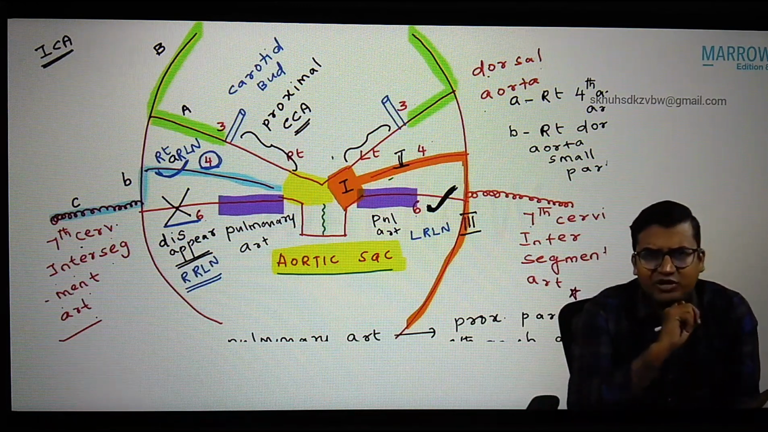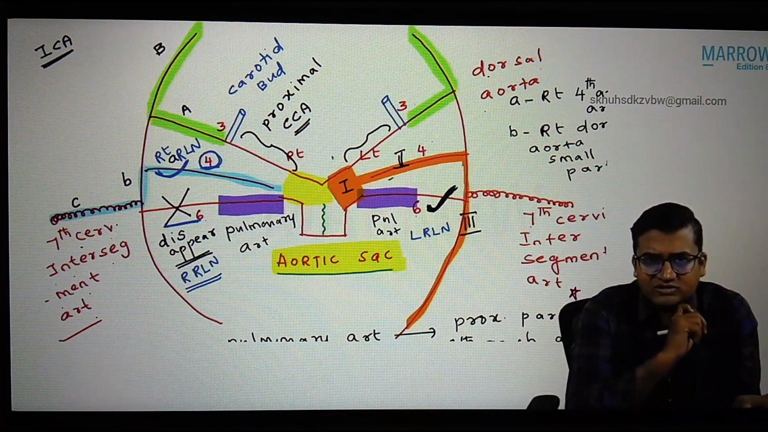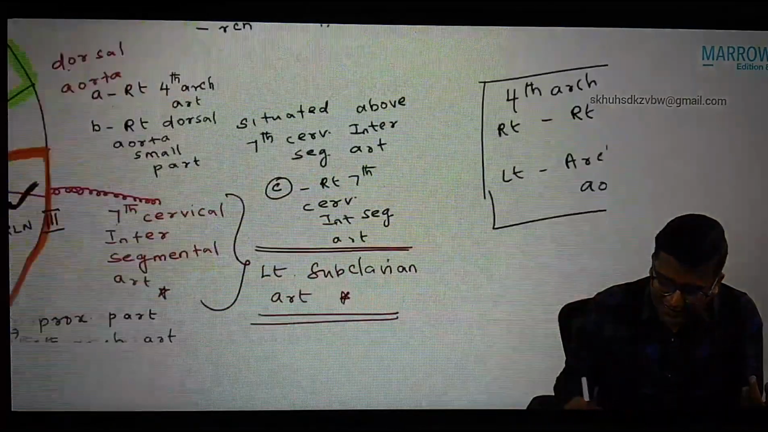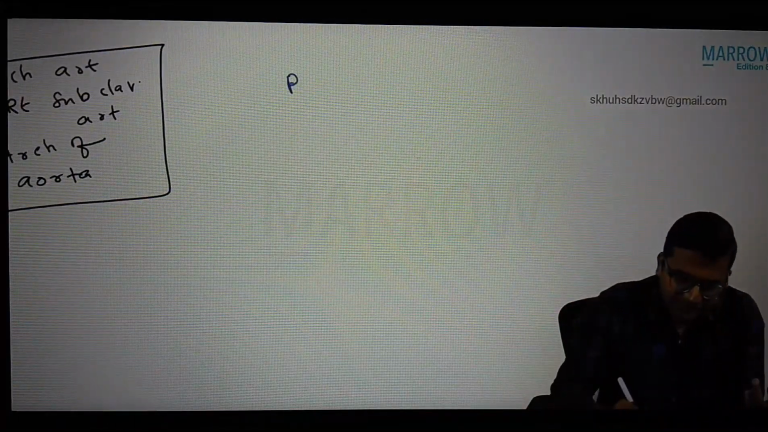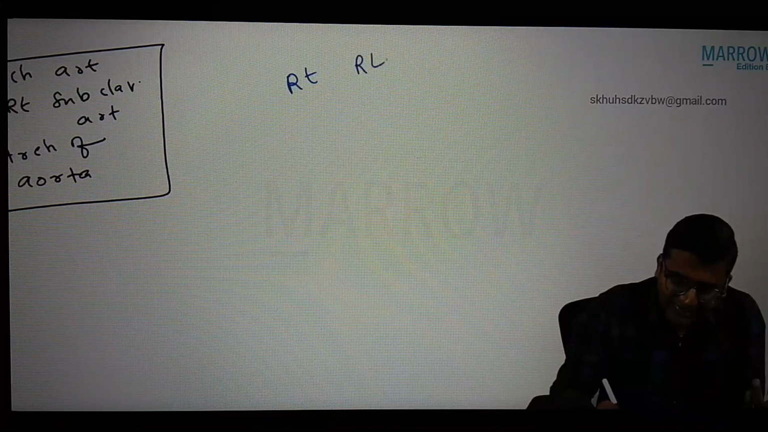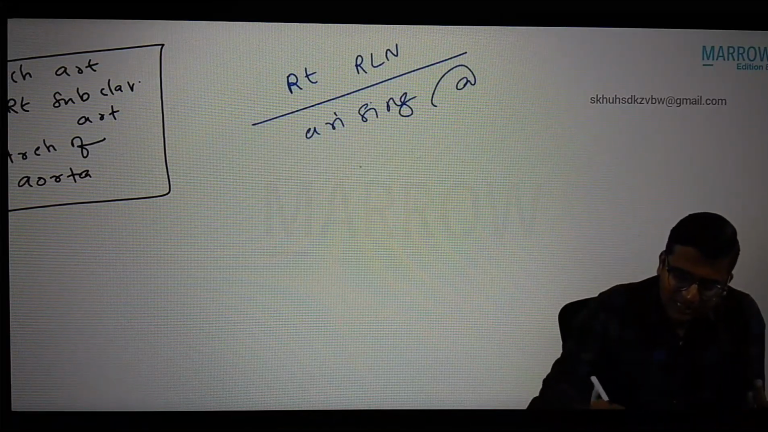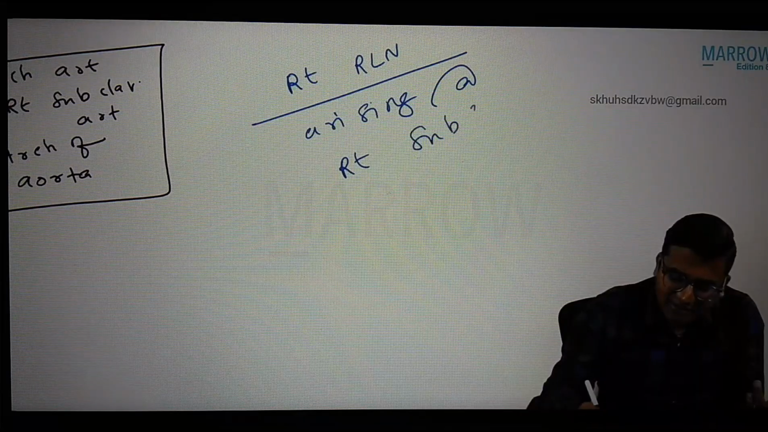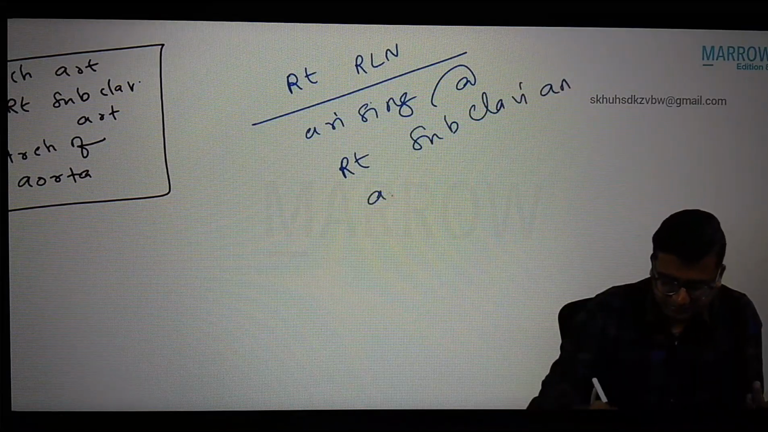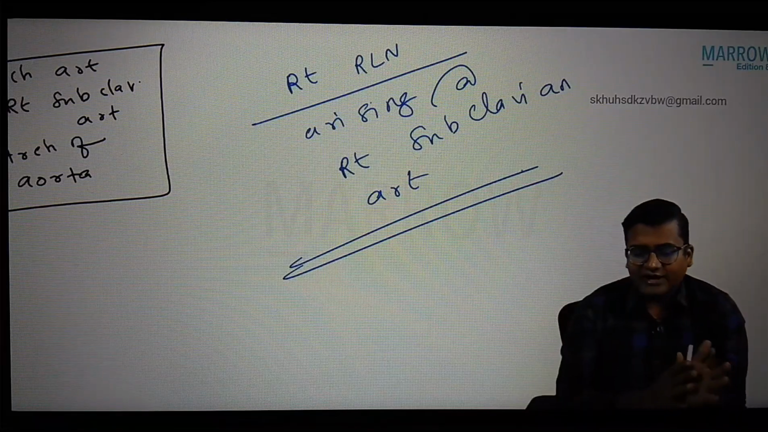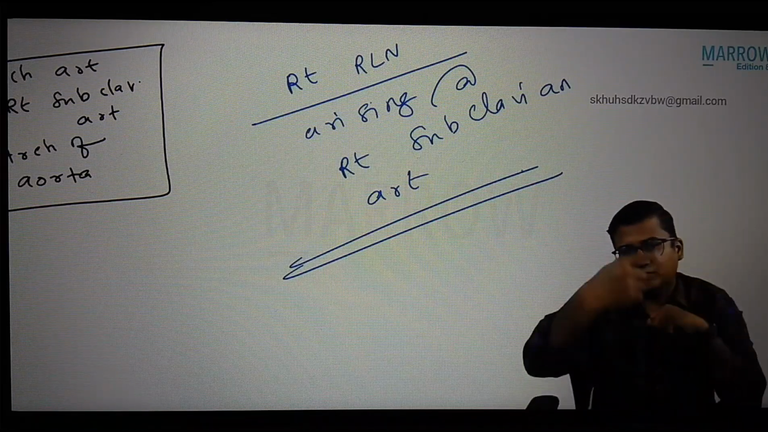Now the right fourth arch artery forms the right subclavian artery. Very good. So please write right subclavian artery. So the right recurrent laryngeal nerve is arising at the level of the right subclavian artery. It is hooking around the right subclavian artery.